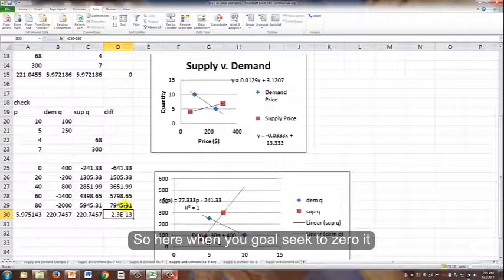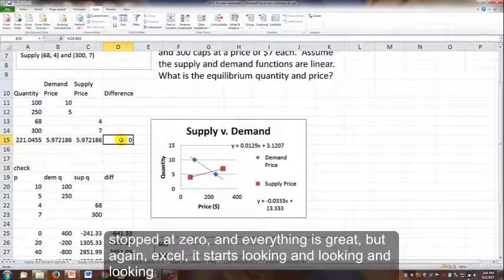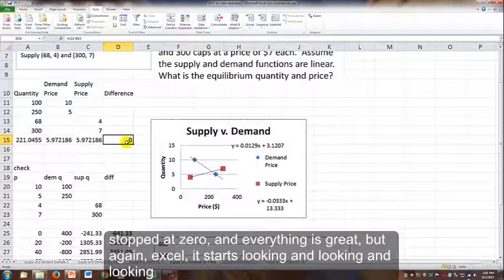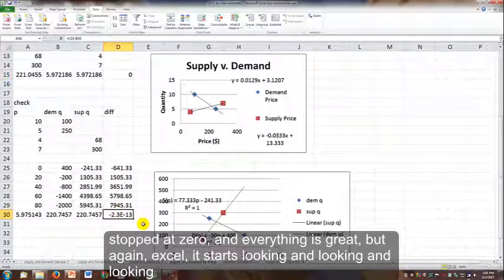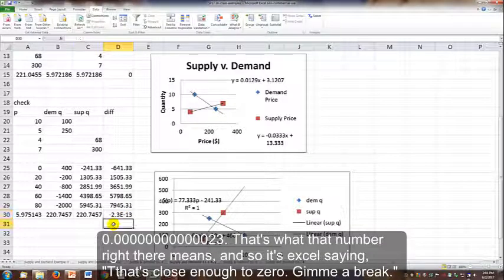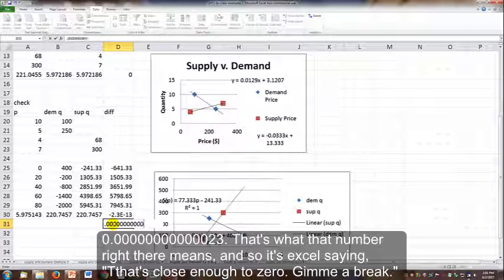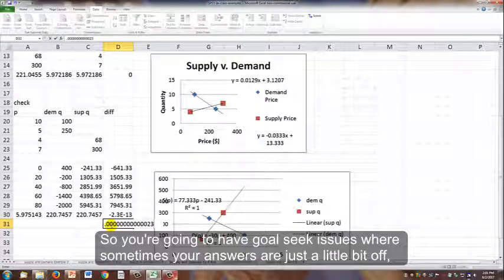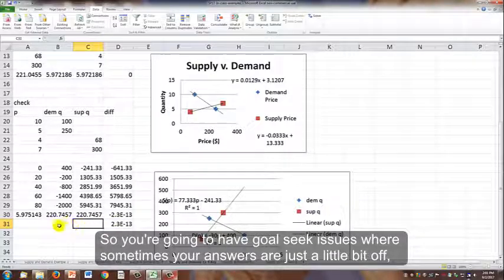So here when you goal seek to 0, it stopped at 0 and everything is great. But again, Excel starts looking and looking, and it's got a tolerance level. This number right here, negative 2.3 e to the negative 13, means 0.000000000000 23. That's what that number right there means. And so it's Excel saying, hey, that's close enough to 0. Give me a break.